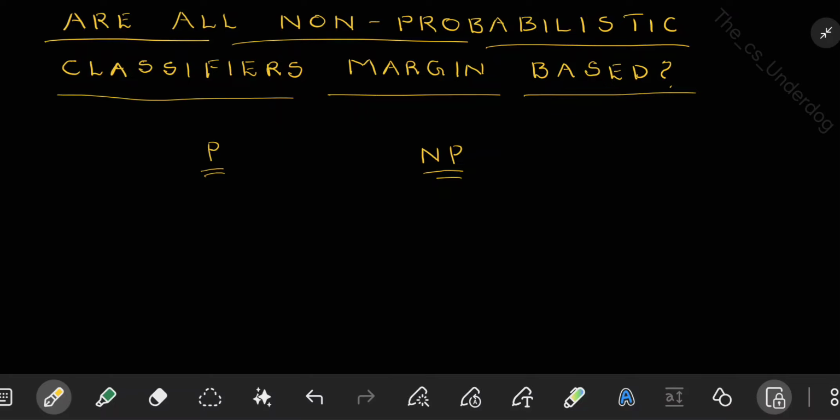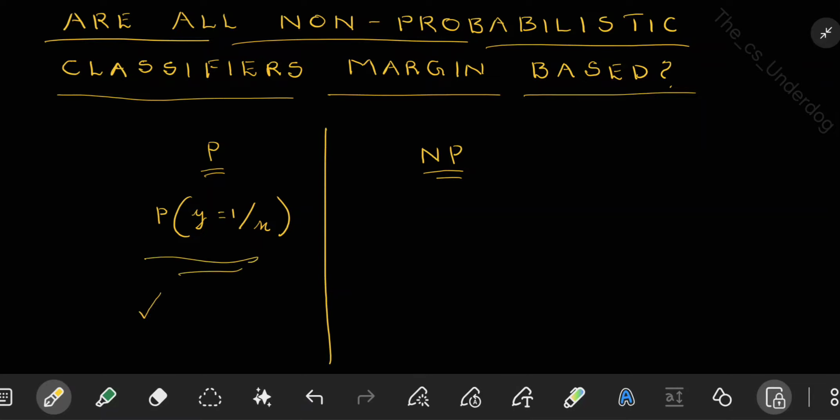When we discussed probabilistic classifiers, we had seen that in all those classifiers, you will try to find out the probability that it belongs to each class. Let us say probability of y equal to 1 given x. Like this, you will find the probability for each class. Then, whichever class has the highest probability, that is the class to which you will assign this particular example or input. That is how a probabilistic classifier works.